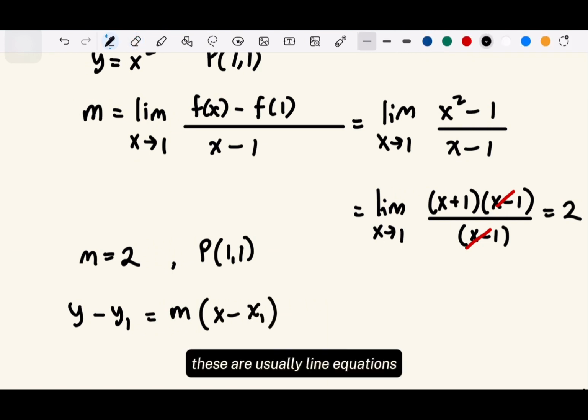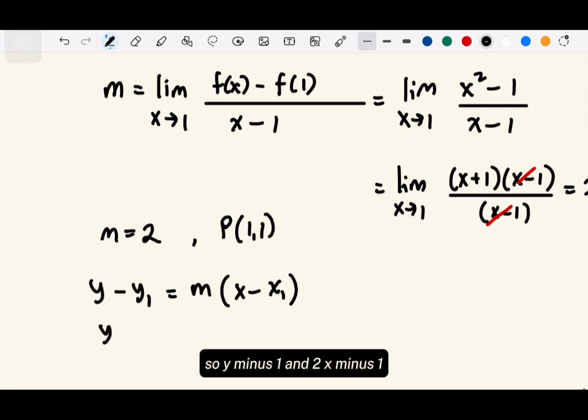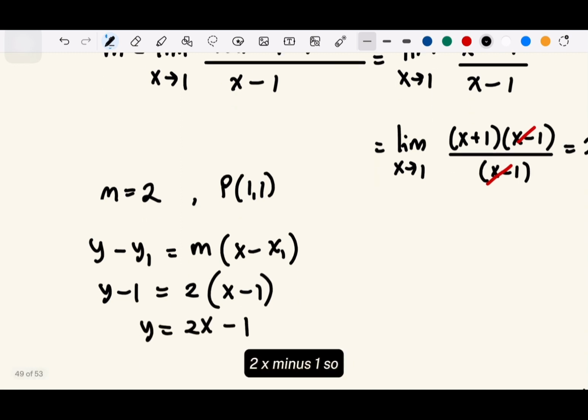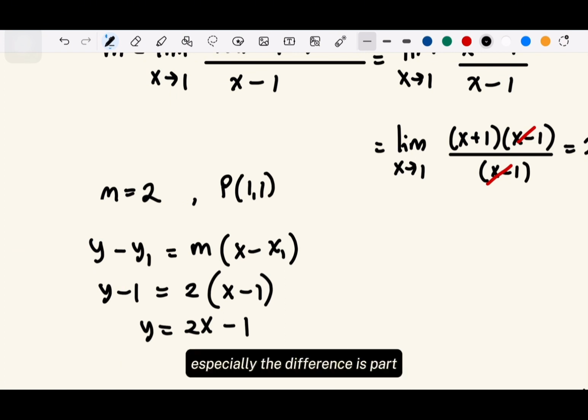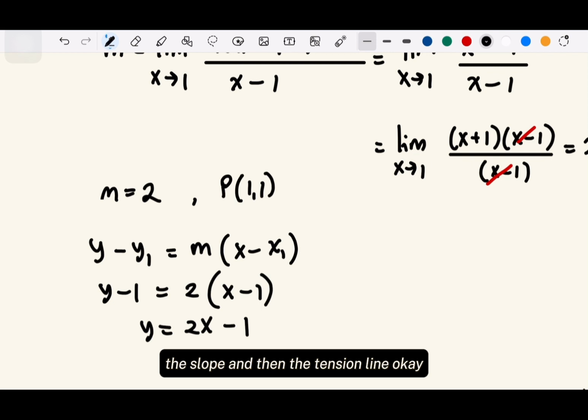These are usual line equations that probably you have learned before, right? So y minus 1 equals 2 times (x minus 1). So this will be y equals 2x minus 1. Okay, so this is perhaps a typical question that might be asked for most calculus chapters, especially the derivatives part. Okay? So we'll ask the tangent, the slope, and then the tangent line.